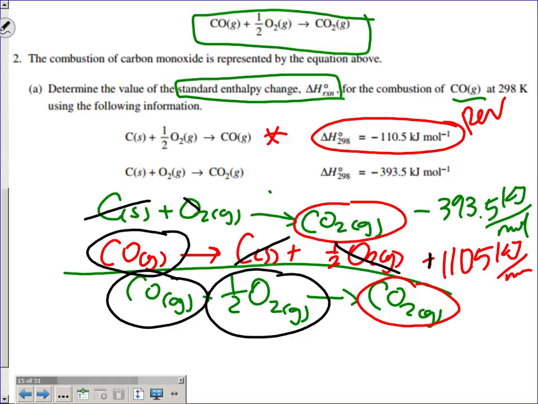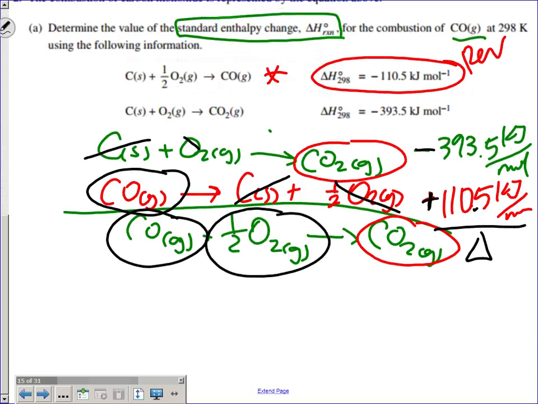Just add them. So a negative 393 plus 110.5 gives me delta H of reaction to be negative 283. Is that right? Kilojoules per mole.